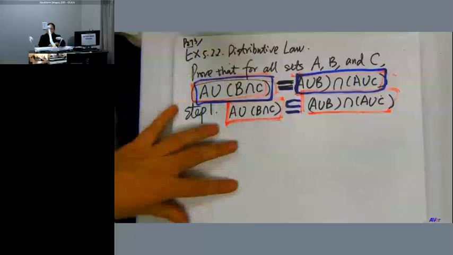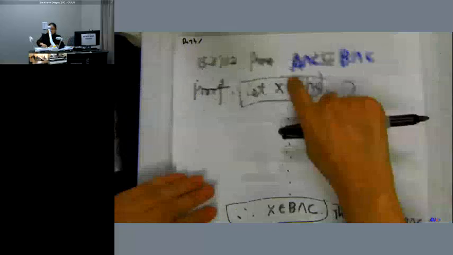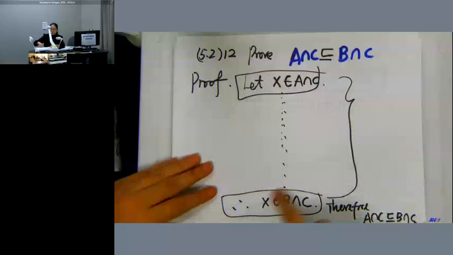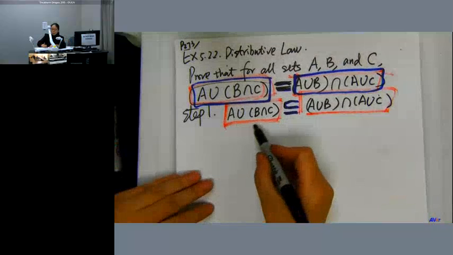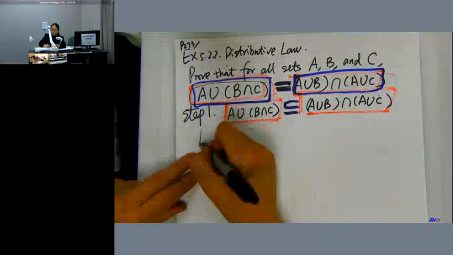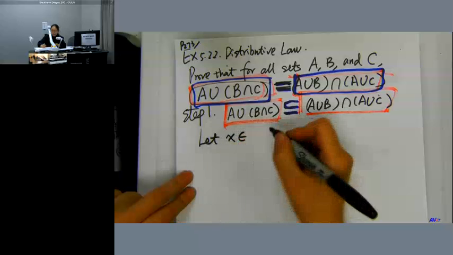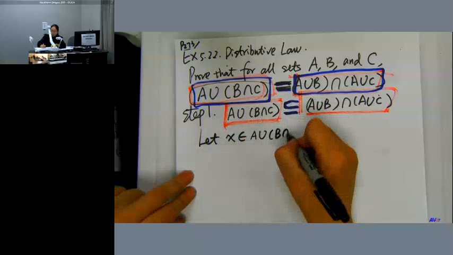For my case, what do I need to show? Following the format that I gave you, this is always the format. You start with an element from the smaller set and try to prove that element is in the superset. So what do I need to do? What do I start with here? Let X be an element of which one? The first one. Always the smaller one, the subset.